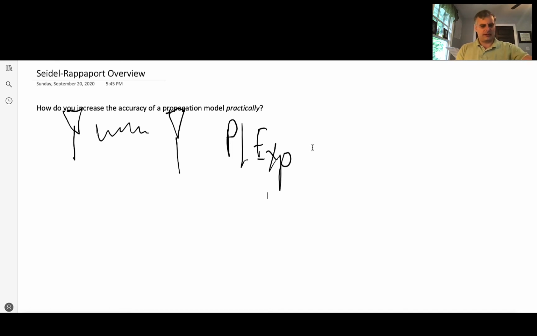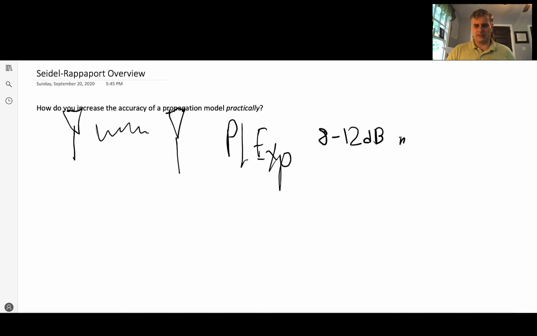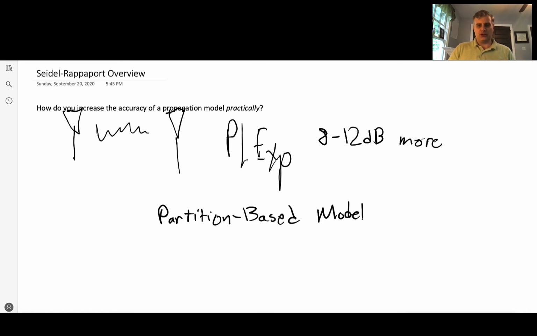So we learned that the path loss exponent model had a path loss standard deviation error of, on a good day, 8 to 12 dB, sometimes more. The Seidel-Rappaport model, or the partition-based model as it's often called, is a simple model that incorporates just a little bit more site-specific information. So things that you have to know about the environment.